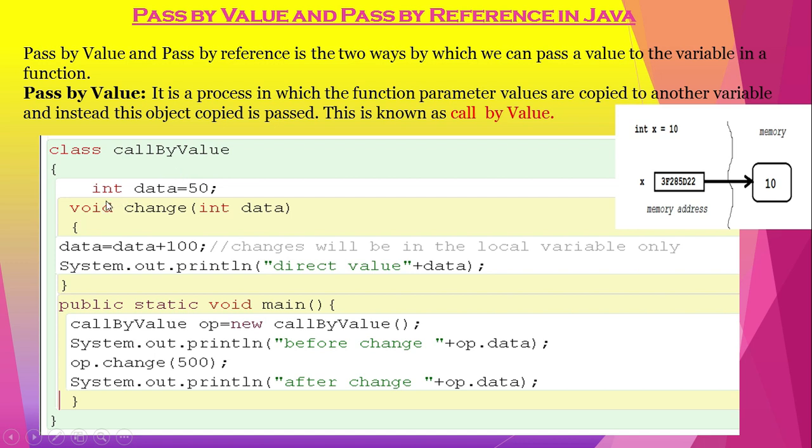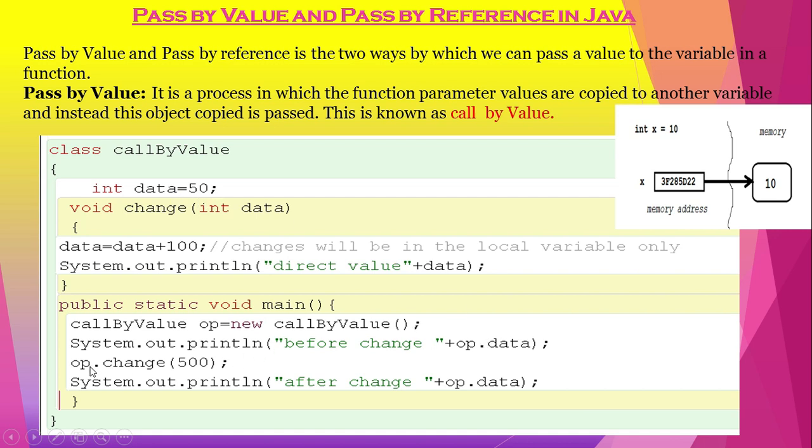See, this is your class, this is an instance variable, this is a small method, and this is the main method. Our program execution starts from the main method, and the object is created. Now System.out.print before change, op.data. This is an instance variable, that's why I am accessing it through the object. op is the object, so op.data will be printed.